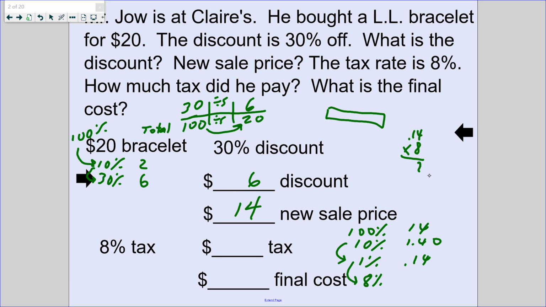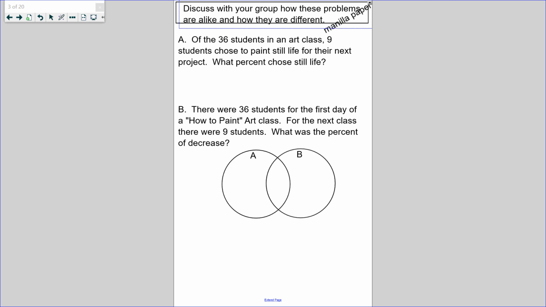8 times 4 is 32, carry the 3. 8 times 1 is 8 plus 3 is 11. So it's $1.12 in tax. So if the new sale price is $14 and the tax is $1.12, the final cost is $15.12. Now discuss with your group how these problems are alike and how they are different.